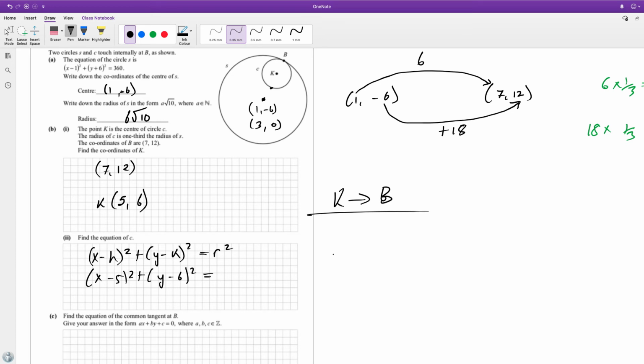Is there a quicker way of doing it? You can. This is the formula to get your answer straight away. Quick way: 6 root 10 divided by 3. Why is it 6 root 10 divided by 3? Yeah, it's 1/3 of the way there. 2 root 10. Quick way of doing it. 2 root 10 is the radius, squared, so 40.